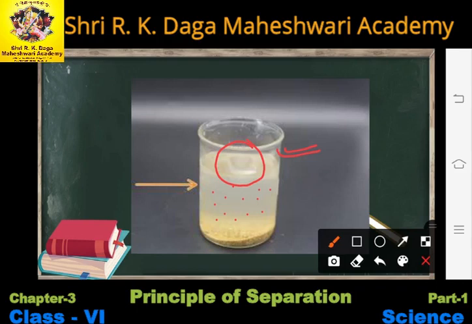What will happen when we add this alum into the water? Then this alum will increase the mass of the dust particles present in the water, and as the mass of dust particles gets increased, they will get deposited at the bottom surface of the container, and then we can easily separate the pure water, the clean water at the upper surface, and we can throw the dust particles which get deposited at the bottom, right?